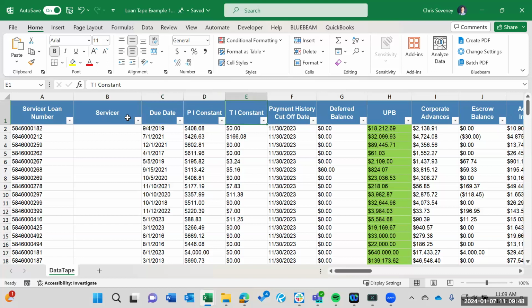And TI constant is taxes and insurance. So this is the portion of how much of the payment goes towards the taxes and insurance. And if you add that P&I constant with the T&I constant, that will show total payments. So in this first one, the total payment is 408.68. This next one is 592.71 when you add them.